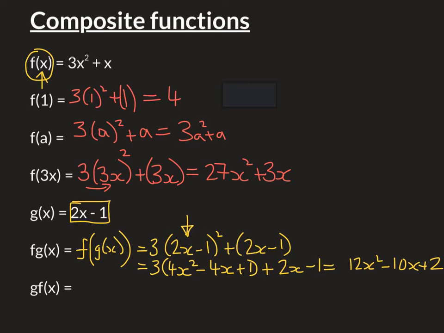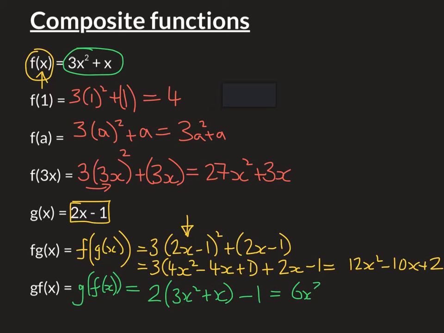G of f of x, so the order is really important, okay? Here we've got g of f of x. So again, I would automatically write this. So wherever there's an x in g of x, I'm going to replace it with this. So it's a bit easier to do this one. So it's 2 times (3x squared plus x), minus 1 on the end, isn't it? So 6x squared plus 2x minus 1.